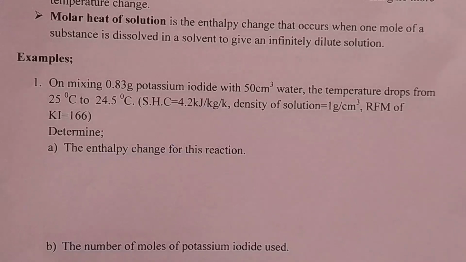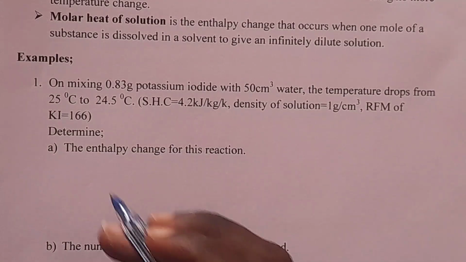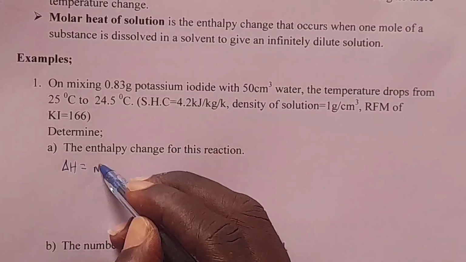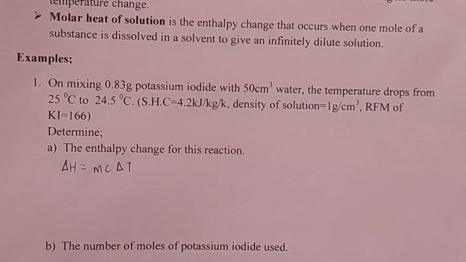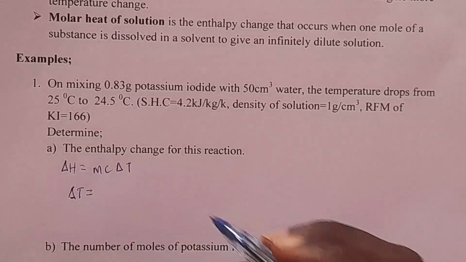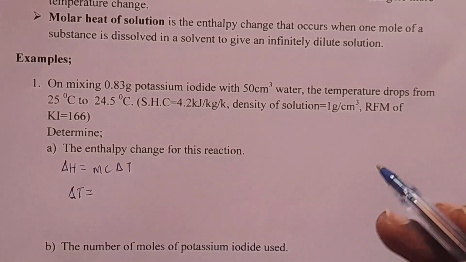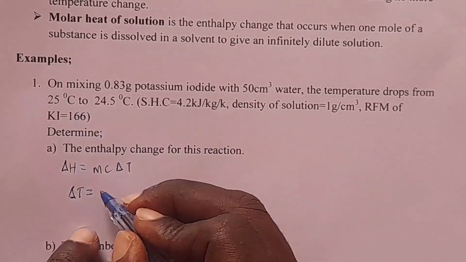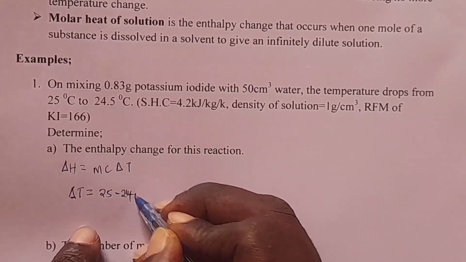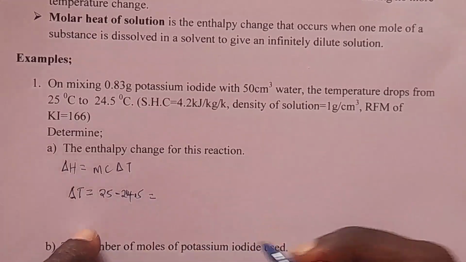Okay, let's move. So we are going to say enthalpy change will be equal to MC delta T. So we are going to start first of all getting our delta T. What is our temperature change? Our temperature change here will be 25, that's the initial temperature, minus 24.5, which is our final temperature.